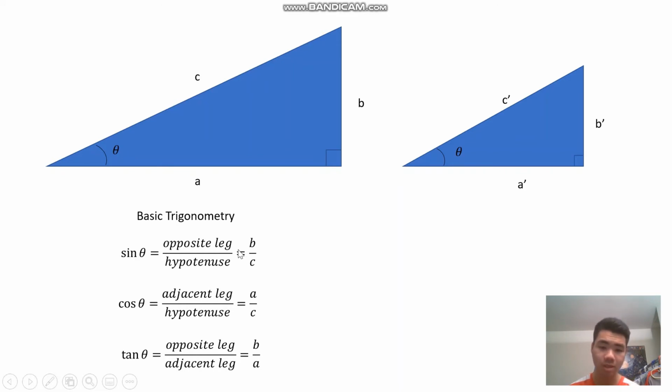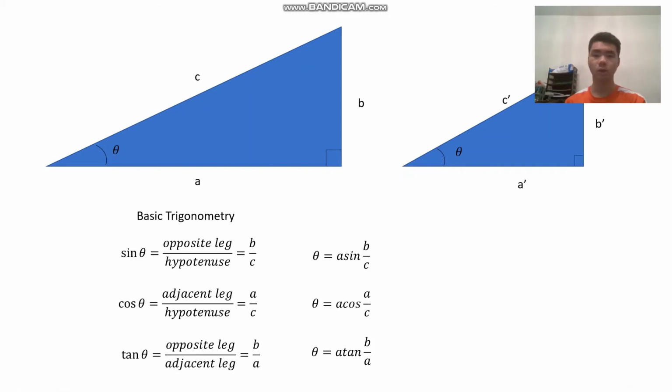Remember, if I apply the same operation or function to both sides, the equation holds true. So I'm going to take the arcsine of both sides. So arcsine of sine of theta. And the arcsine will cancel out the sine, leaving us with just the theta right here. Then I'm going to have the arcsine of B over C, as you see right here. Now, there's also arccosine and arctangent, and they do the same thing as arcsine, except for their own respective trigonometric function.